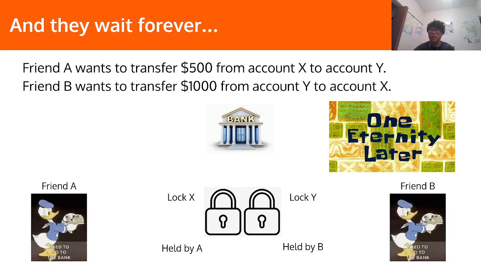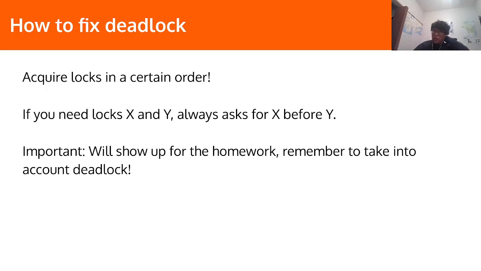And the best way to fix deadlocks is to prevent them. To prevent deadlock situations from happening, the answer is actually really simple. You just acquire locks in a certain order. So for example, in our example, friend A and B both need logs X and Y, right? Given that we have two logs, we enforce an ordering. We always ask for the smaller letter first, for example. So we always ask for X before Y, right?